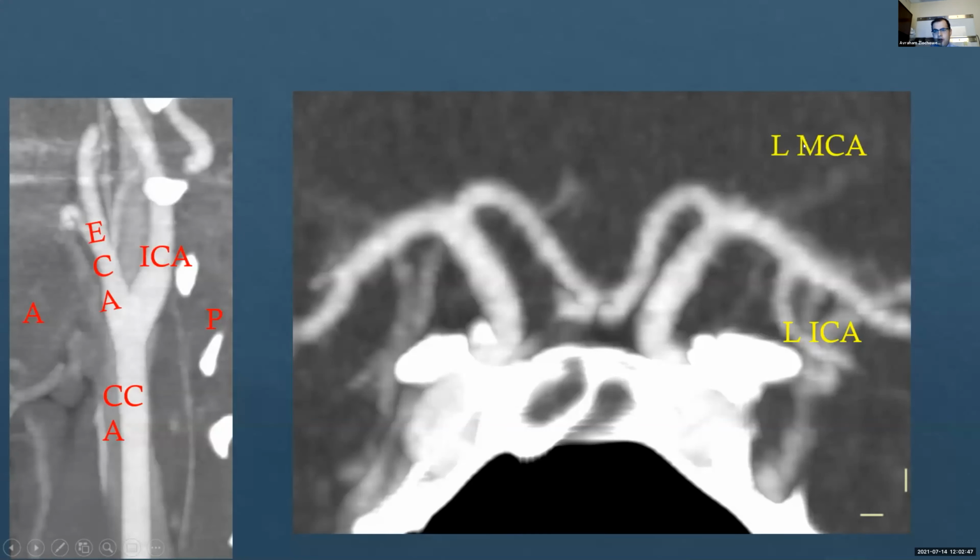This part is called the middle cerebral artery. This is the anterior cerebral artery. So middle, anterior, internal, right? And this almost makes a T. This is the terminus, and it's making a T. Now on the right side, similar thing: right internal carotid artery, right middle cerebral artery, right anterior cerebral artery. And there's a connection between them called the anterior communicating artery.